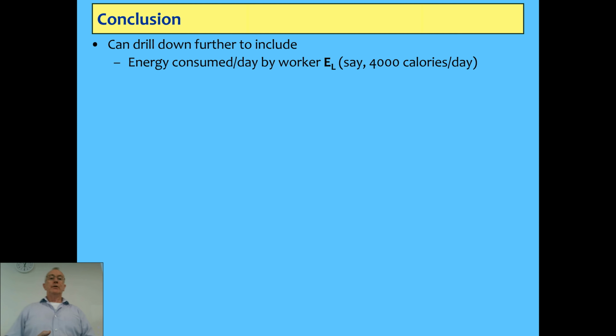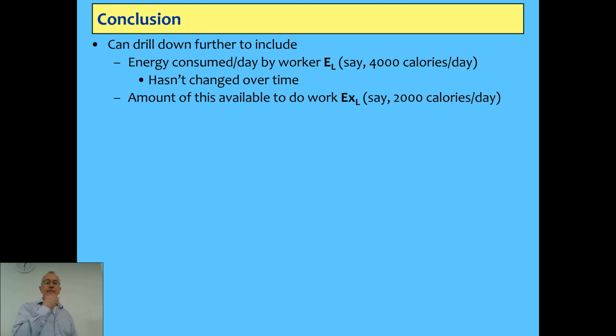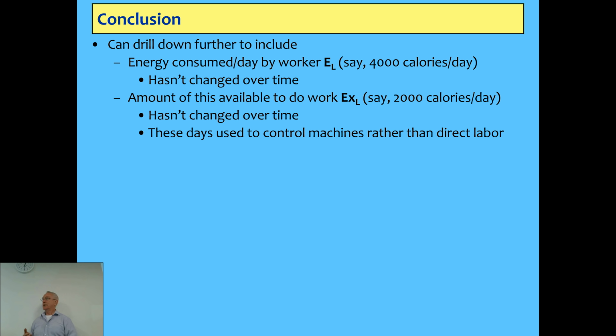And you can drill down further and say, well, what amount of energy can a worker consume? Well, most of you are consuming less than 4,000 calories a day. If you're burning 4,000 calories a day and you're not getting fat, you're doing a lot of exercise. And that hasn't changed over time. You might be consuming 4,000 and doing, say, 2,000 calories of work. That would be a hard working day. That hasn't changed over time either. And these days, rather than doing direct work, we're controlling machines. Rather than hitting with a sledgehammer, we're using a jackhammer to make the holes.